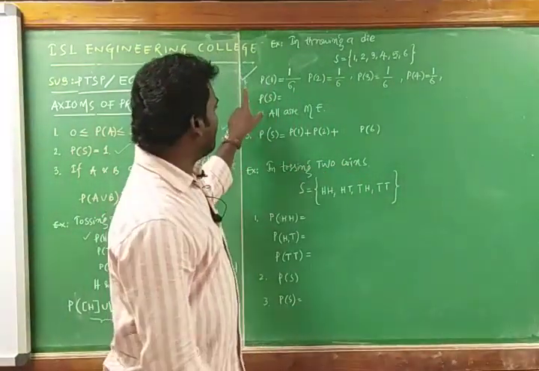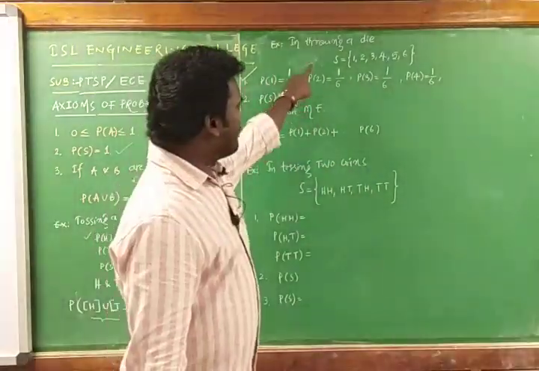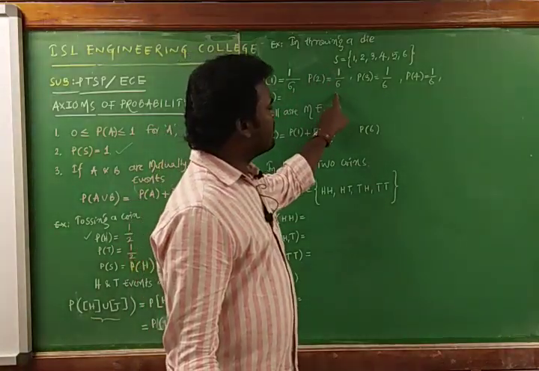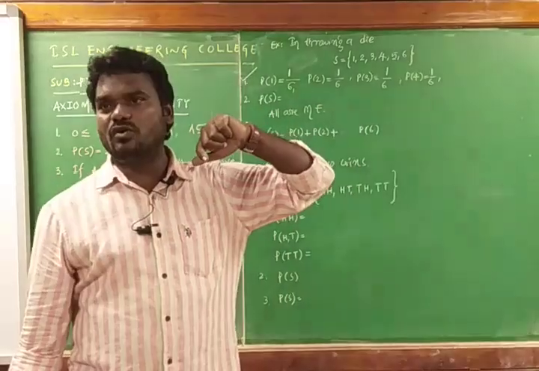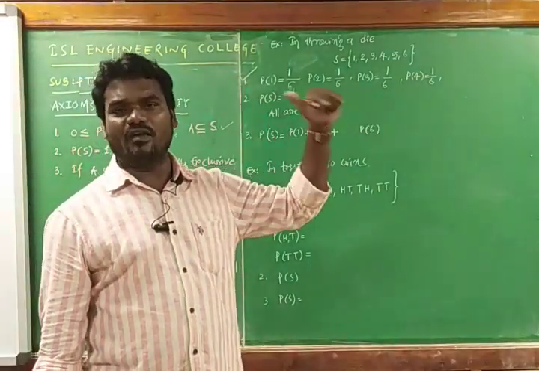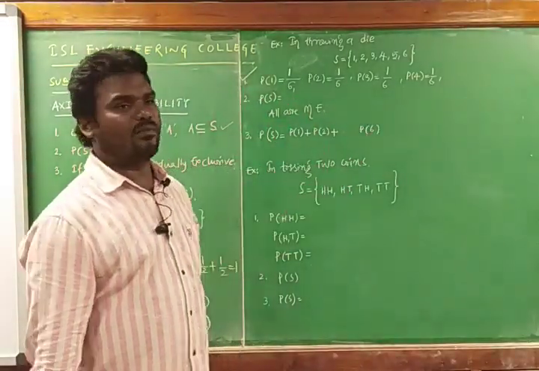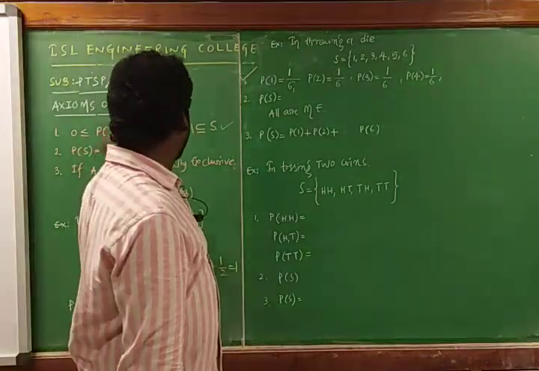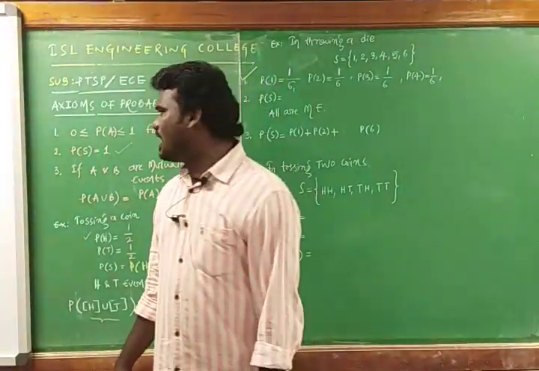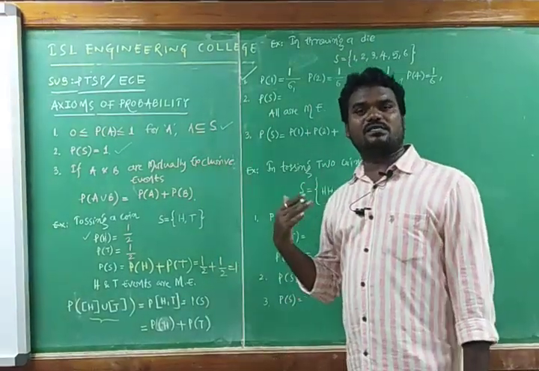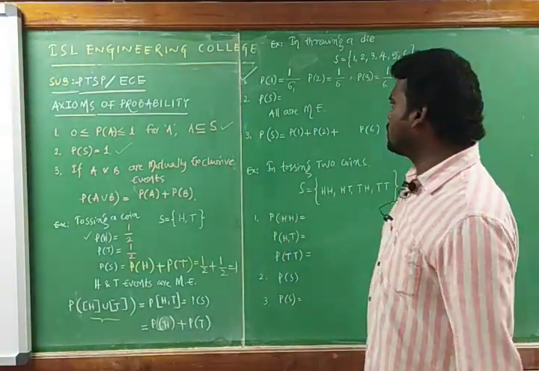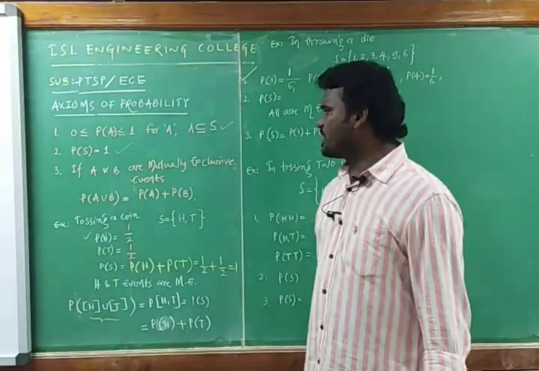The probability of 1 is 1 by 6. Probability of 2 is also 1 by 6. Probability of 3 is also 1 by 6. Probability of 4 is also 1 by 6. Probability of 5 and probability of 6 are also 1 by 6. All these lie between 0 and 1. None is a negative number, and none exceeds 1, so this satisfies the condition.